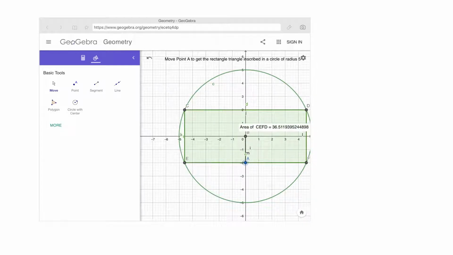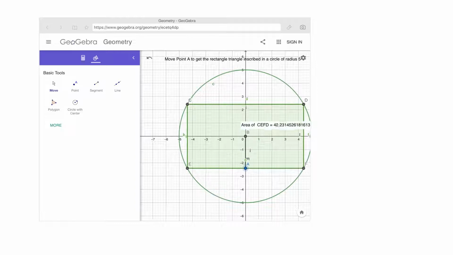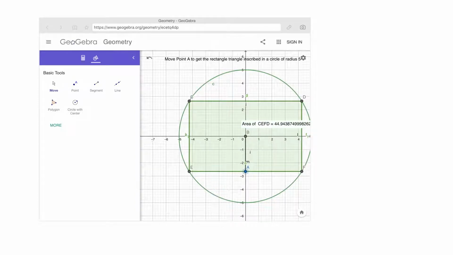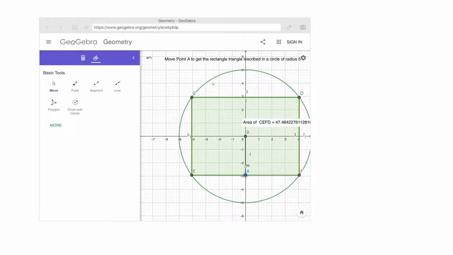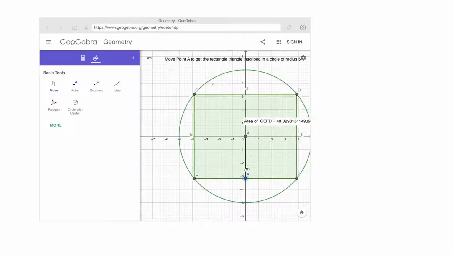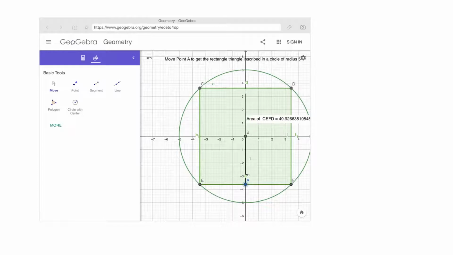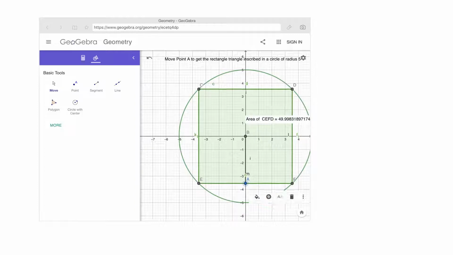But if I go in the opposite direction and drag it down, you notice that the area is getting bigger: 44, 45, 46, 47, and we want to find the largest number, 48, 49, 49, 49, and then it seems to go lower afterwards. So it seems like the optimal area based on GeoGebra is around 50 square centimeters. Now we're going to show you how to calculate this using the techniques of calculus.